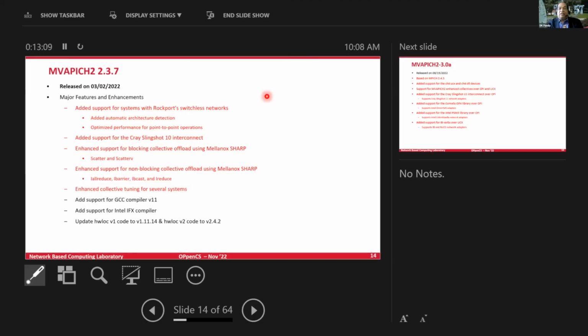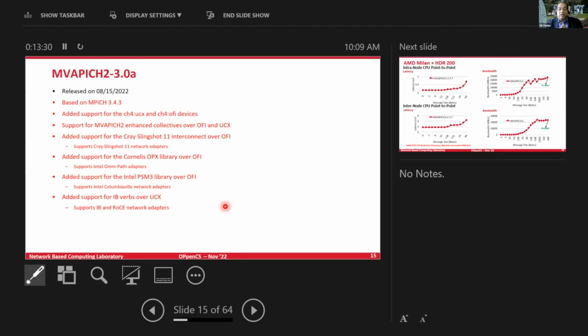I'll take the numbers from recent releases. This is our 2.3 series, the stable series. We made this release in March, and it has support for the Rockport switch, Cray Slingshot 10, Mellanox SHARP, etc. Now there is a newer version coming, and in fact today you will be seeing a new release coming out later today. But this is the earlier one.